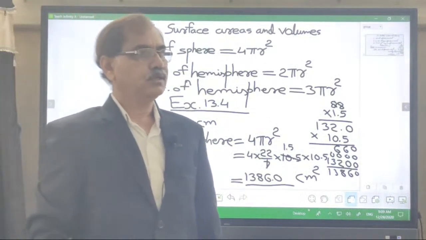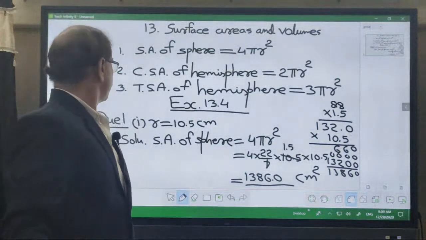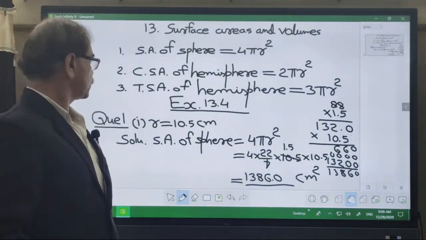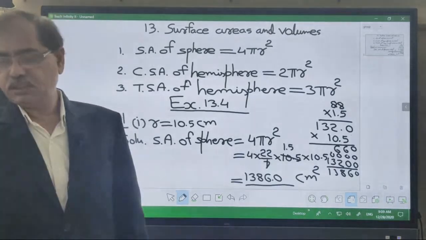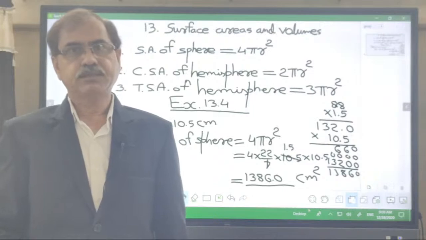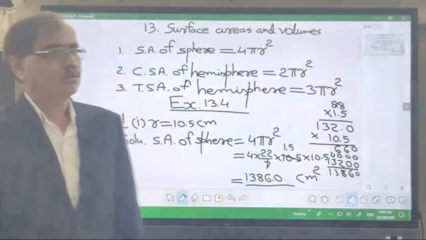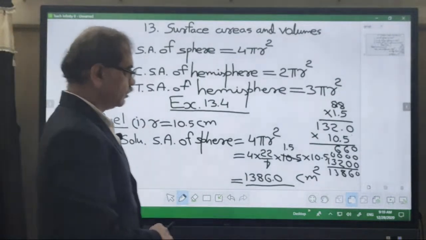1386 centimeter square. So that is how we have completed our first part. That is, radius was given 10.5, and then how much area we get. That is what we have done. Shall we begin the second part? Are you ready? Yes. Let's begin the second part now.